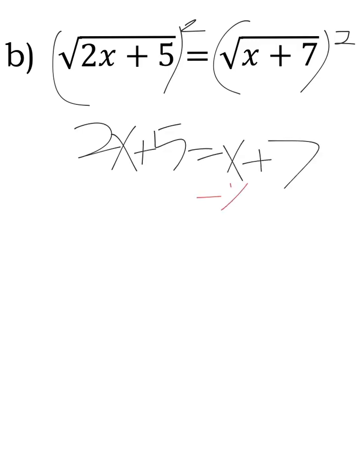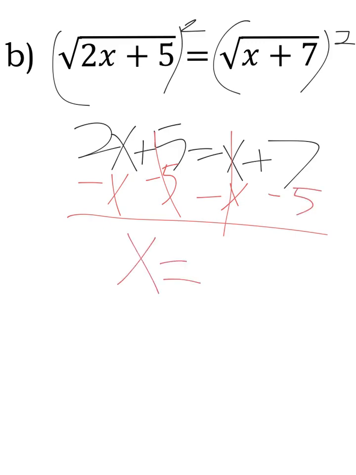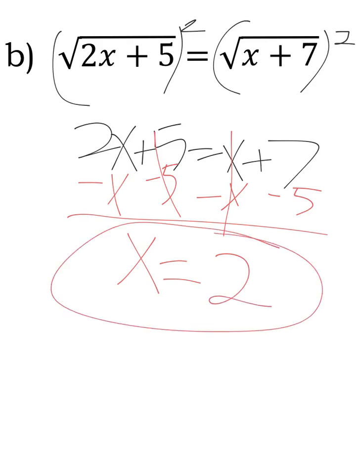And I'm going to cancel one thing on each side. So I'll minus x, cancel one thing on the right. And I'll minus 5 to cancel one thing on the left. And 2x minus x is x. 7 minus 5 is 2. So the answer is x equals 2.